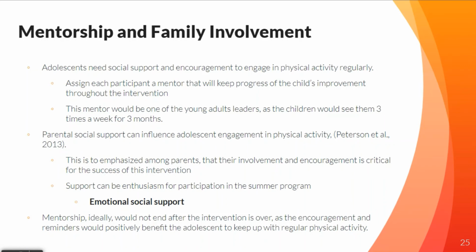Next, we would have mentorship and family involvement. This is because adolescents need social support and encouragement to engage in physical activity regularly. So we would assign each participant a mentor that would keep track of the child's improvement throughout the intervention. Ideally, this mentor would be one of the young adult leaders, as the children would see them very often, and it would be support from another peer, which can be important in improvement.